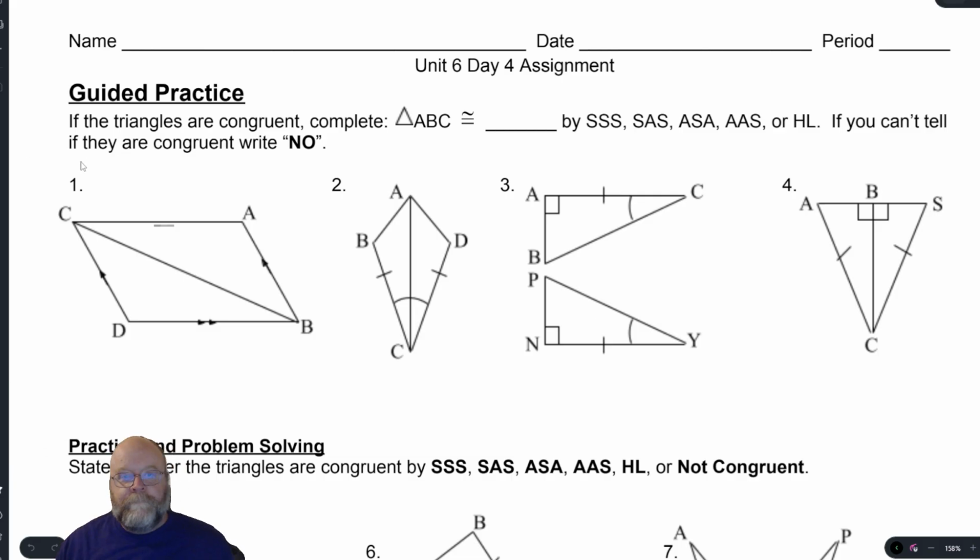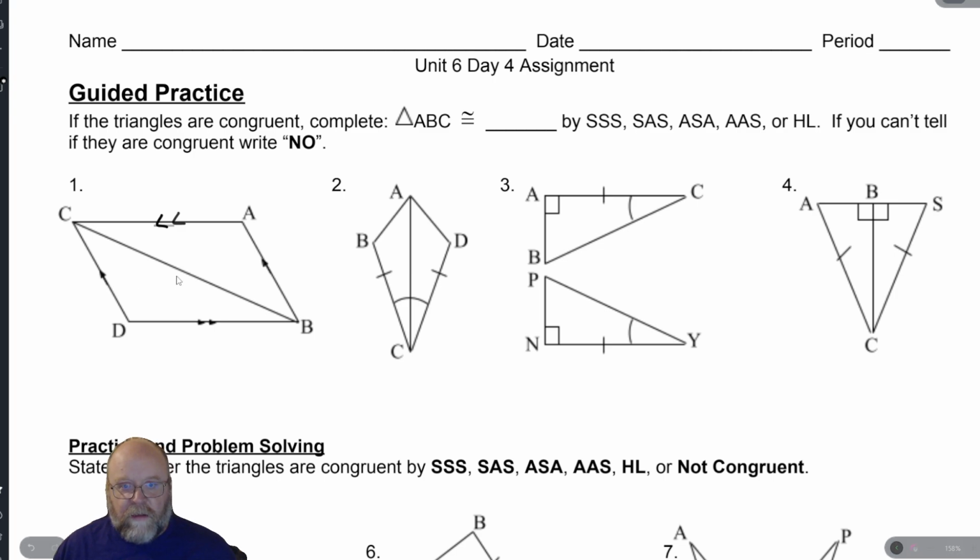Here we go. If the triangles are congruent, complete the congruence statement. And then you say this. If you can't tell if they're congruent, write no. Okay, so good. Why didn't we do a congruent statement before? I don't know. But you need to know your corresponding parts here. Okay. Let's pretend this is what this says.